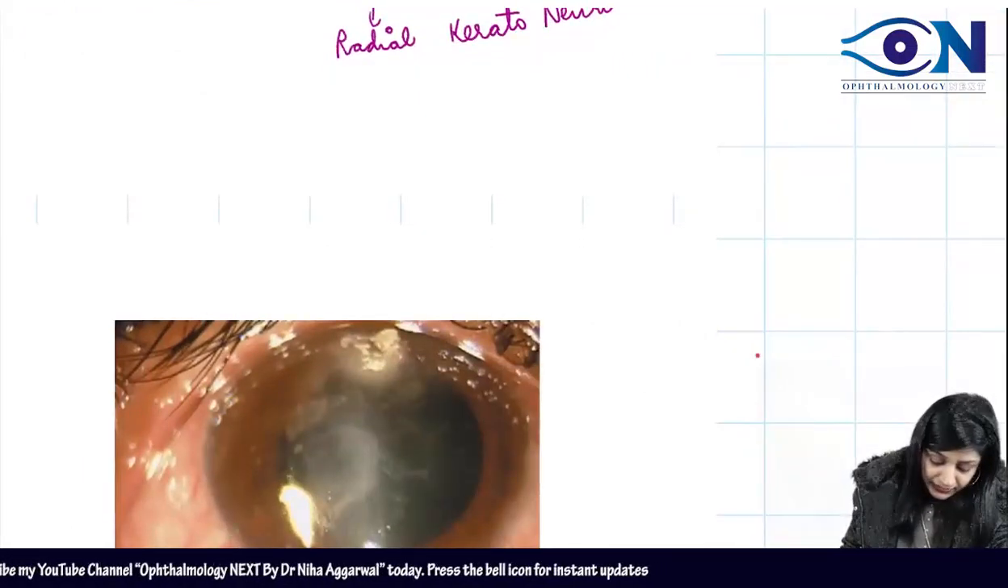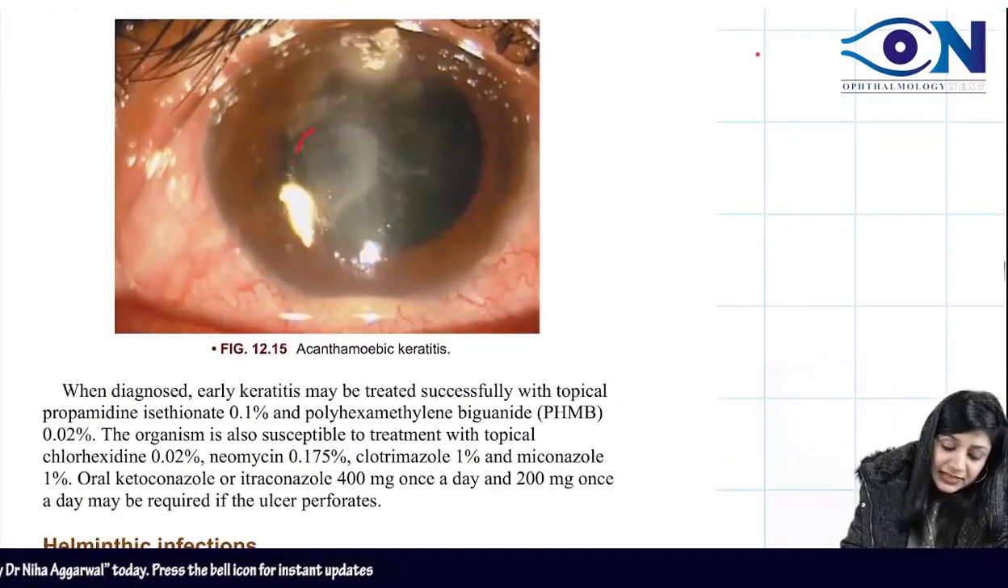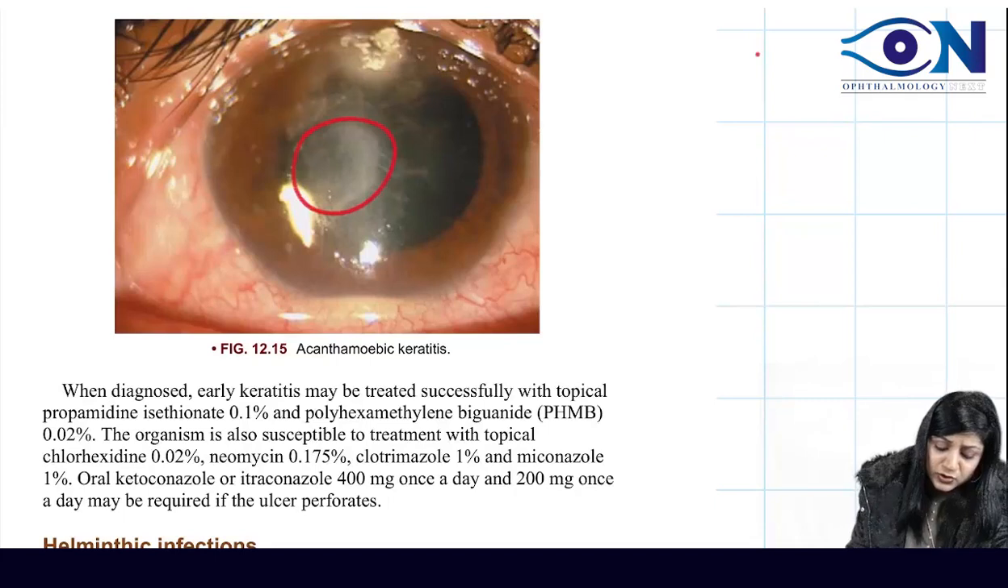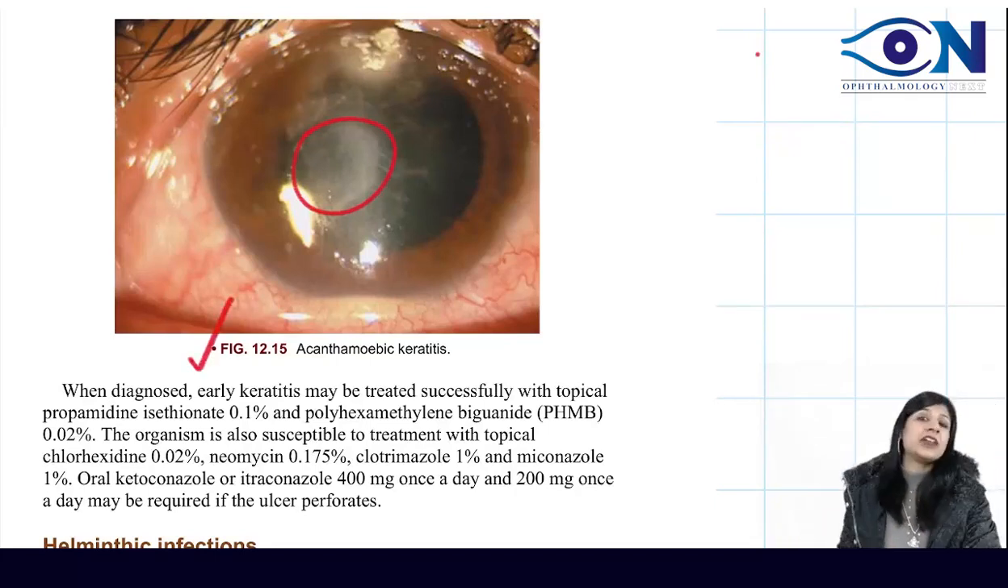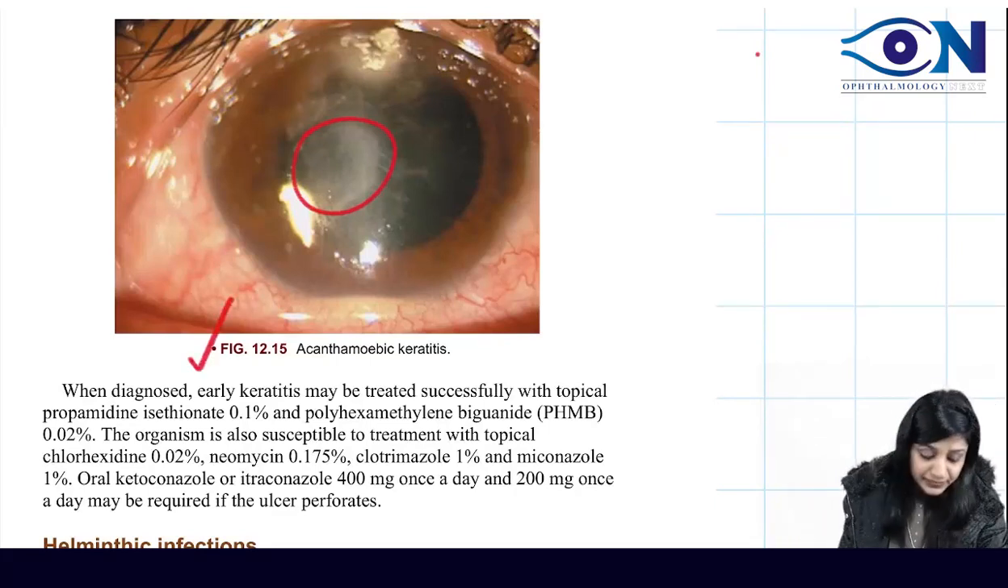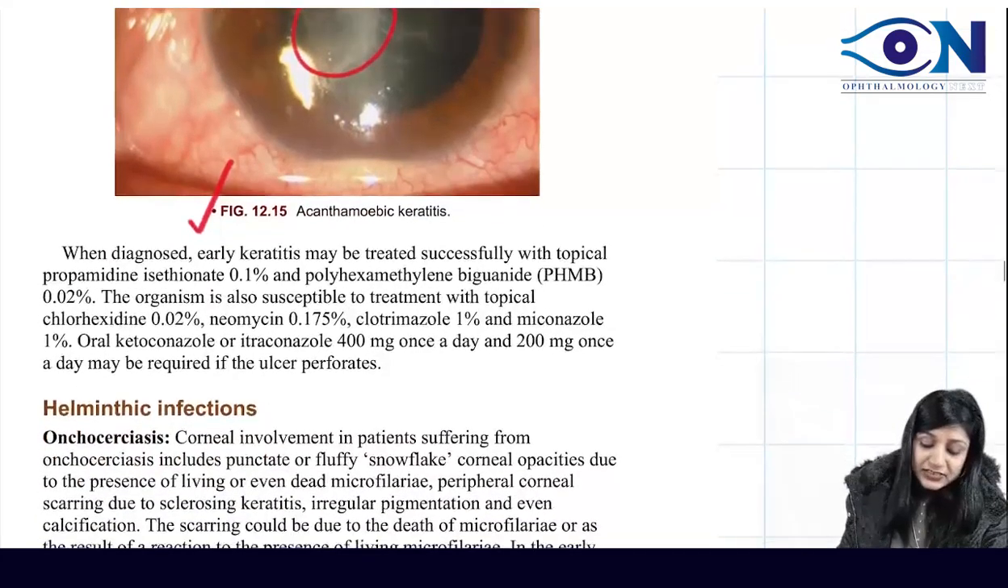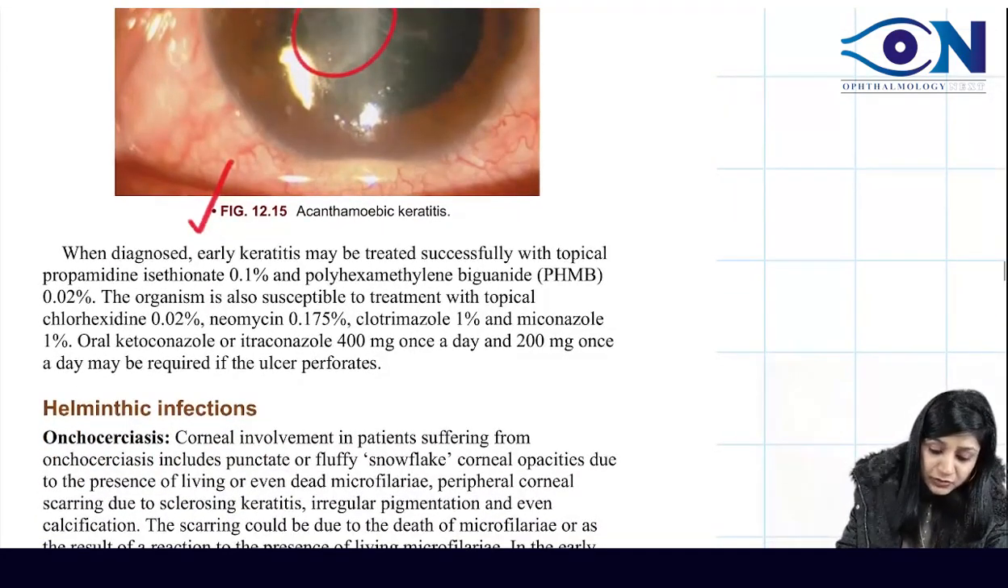So you can look at this. This is your acanthamoeba keratitis. You can look at the ring infiltrate also. And as I always say, these images are really important and can be asked directly. When diagnosed early, keratitis may be treated successfully. They have given you the treatment also.